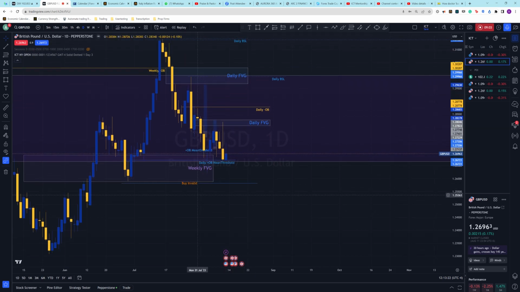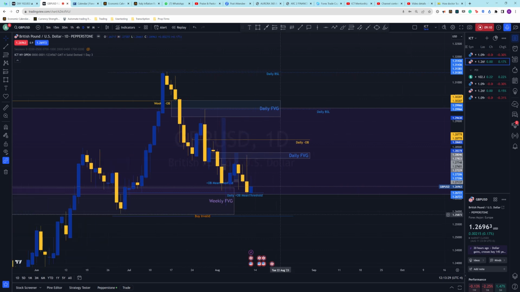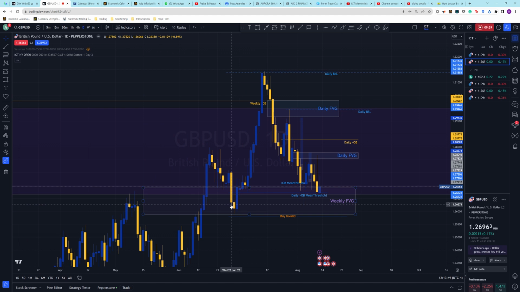What do I see on the daily? When I drop to the daily time frame, what I see is price has been pushing down here consistently. We just rejected the daily order block, actually the mean threshold of the daily order block, and the consequent encroachment of that, that's the midpoint of it. You can see that just here. Rejected all that as well.